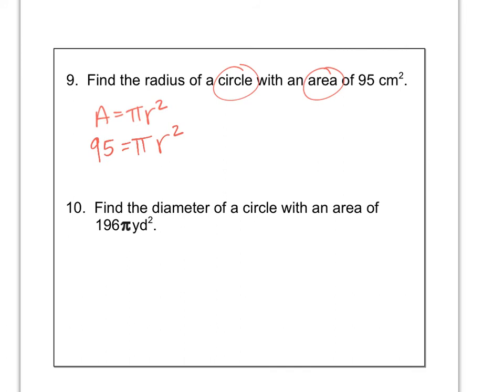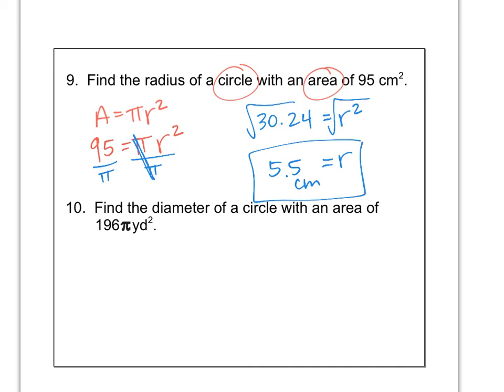Now we have to work backwards and try to get r by itself. So to get r by itself, I think I would start with trying to divide by pi. So then we would have only r squared over there. When we do that, we get approximately 30.24. And then on the right side, we still have r squared. But we don't want r squared, we want just plain r. So we'll take square root, and the radius ends up being approximately 5.5 centimeters.